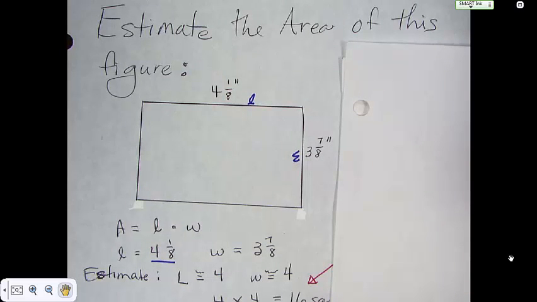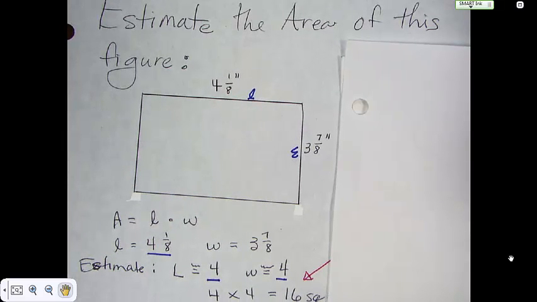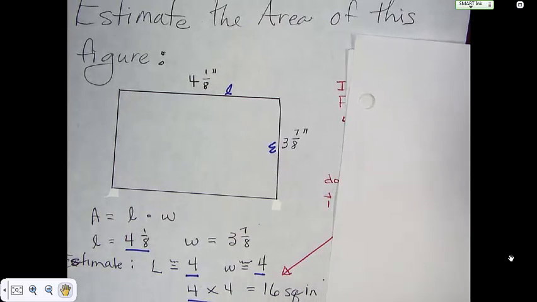To get area, you take length times width. So 4 1/8 times 3 7/8. That sounds kind of hard. So let's estimate by rounding. 4 1/8, closer to 4, closer to 5? Closer to 4, very good. Okay, so we're going to make the length 4. Width, 3 7/8. Is 3 7/8 closer to 3 or is 3 7/8 closer to 4? Yeah, it's closer to 4. So look at that. Actually, what we end up figuring is something that's almost a square. It seems like we're using the dimensions of a square, but we're not. We're going to go ahead and do the math, and 4 times 4 is 16 square inches.